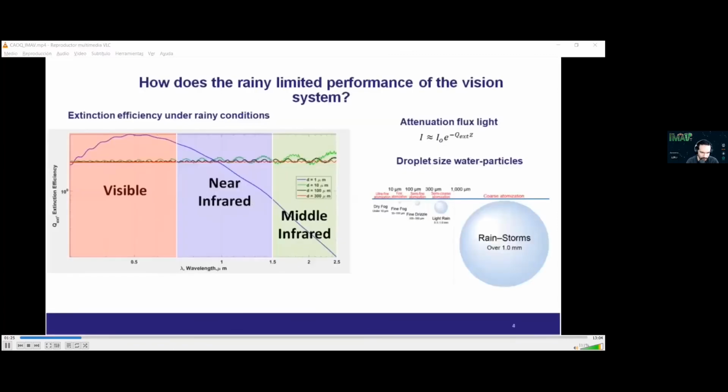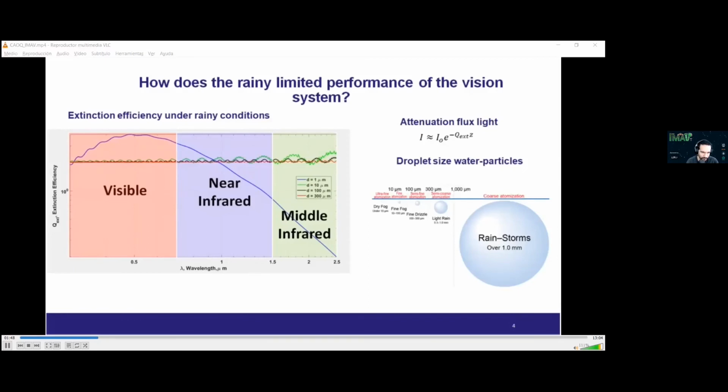The reconstruction is based on the diameter of the water particles, from fog to storms. Scattering is more notable for small particles because they are more compact. The cross-section area of the pattern of light is more significant, increasing the attenuation. Extinction efficiency under raining conditions.